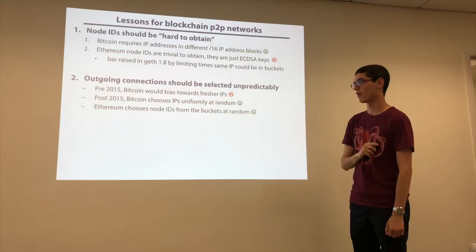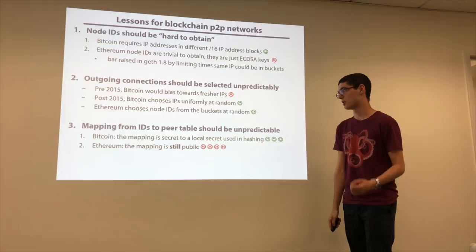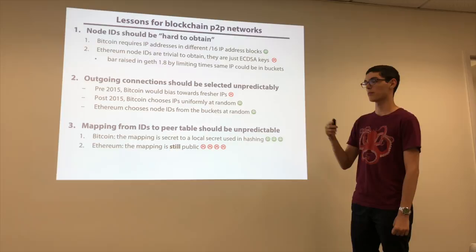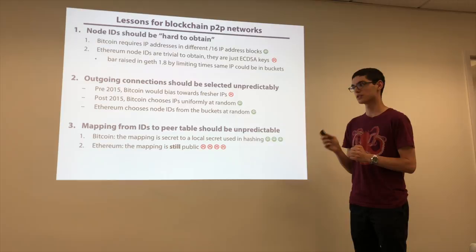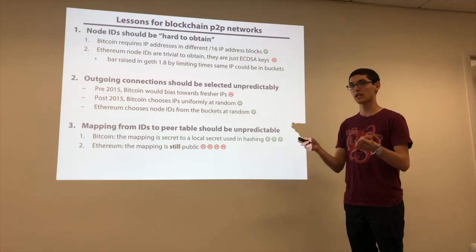Third one, mapping IDs to the peer table should be unpredictable. Bitcoin uses a similar thing to the countermeasure we recommend to Ethereum, where they use a local secret used in hashing, so it's hard for the attacker to know which bucket he'll land in. In Ethereum, though, the mapping is still public. They don't do that salt thing. So I can still mine attacker IDs and have a guarantee that if there's room and I have that distinct IP, I will definitely land in that bucket. So that's still public.